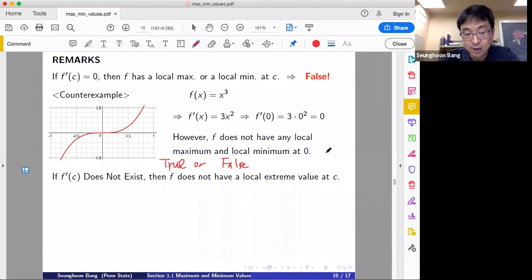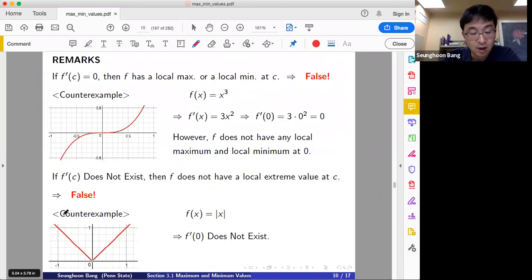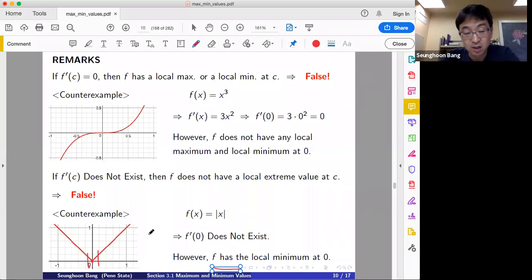One good example is this one. This is false. Counterexample: f of x equals absolute value of x. It graphs like this. So what does it mean? f prime of 0 does not exist because of the corner. We have a corner, so f prime of 0 does not exist, but f has a local minimum at 0, a locally lowest point. So this statement is false. So really be careful. These are two kinds of remarks.